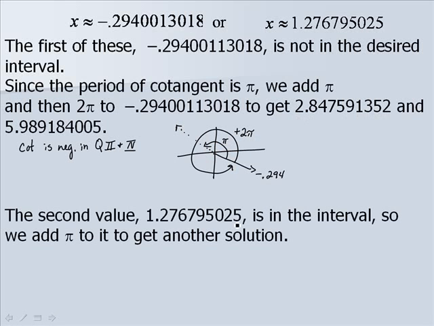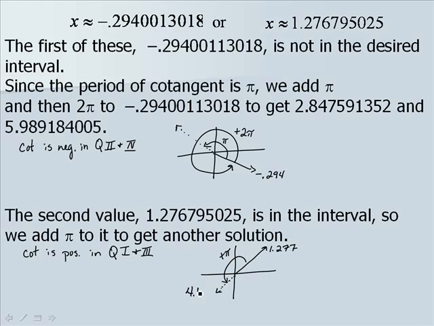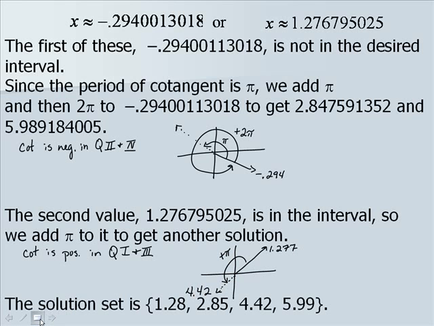And now our second value is in the interval, so we add pi to it to get another solution. Because the cotangent is positive in quadrants 1 and 3, our value of 1.277 is in quadrant 1, so we'll need to add pi to that in order to get our value in quadrant 3. So we get our second answer, which is approximately 4.42. So we have the following solution set.